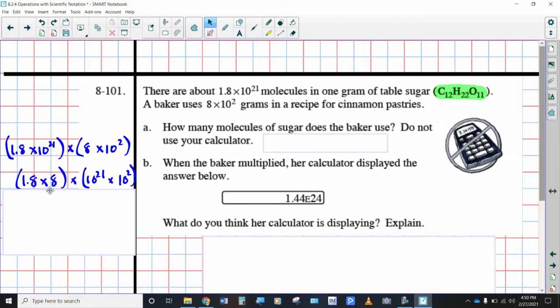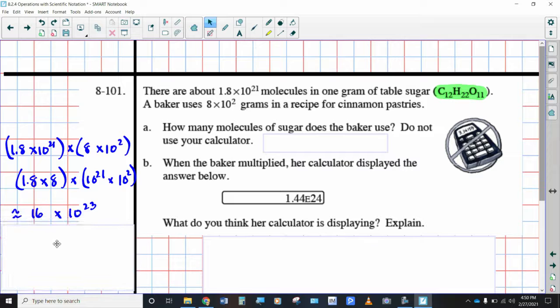Well, 1.8 times 8, I'm going to round that off. 1.8 is almost 2. And 2 times 8 is 16. So that's pretty close to 16 times 10 to the 23rd, because for 10 to the 21st times 10 to the second we add those exponents together. But that's not in scientific notation, remember? We've got to have your first factor be a number between 1 and 10. So if I divide that by 10 and make 1.6, oh wait, do I do that?